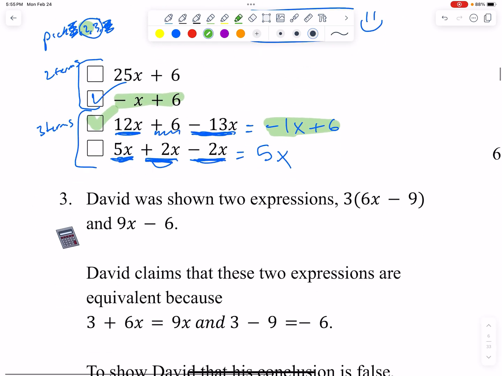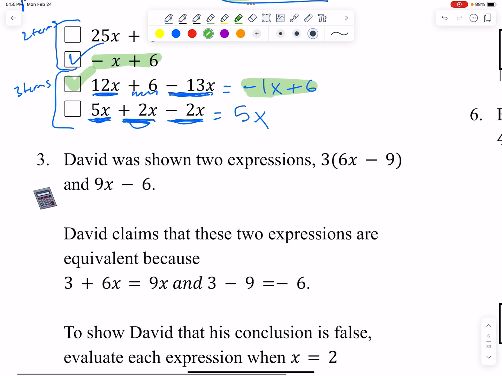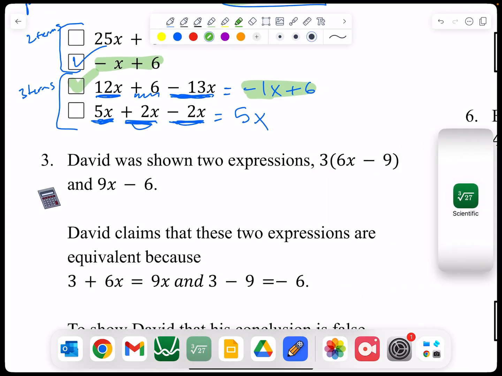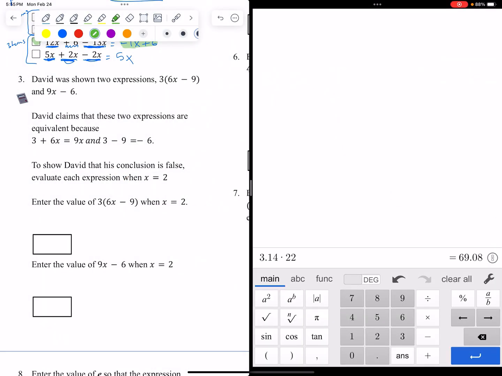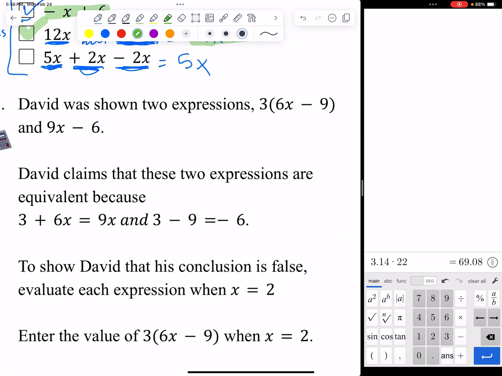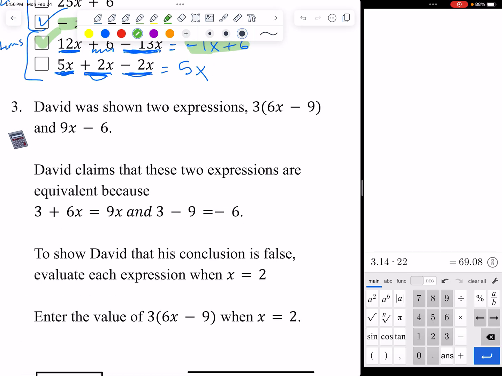All right, moving on. David was shown 2 expressions. I see a calculator. I'm going to bust it out. Okay, I'm not even going to think about it. Let's have that ready just in case we need it, or else why would they have it there? David was shown 2 expressions, 3 parentheses 6x minus 9 and 9x minus 6. David claims these 2 expressions are equivalent. That means they're the same. Because 3 plus 6x equals 9x and 3 minus 9 is negative 6. Okay, sure, whatever.